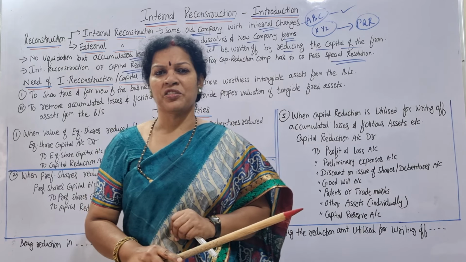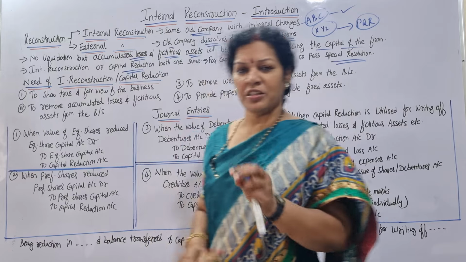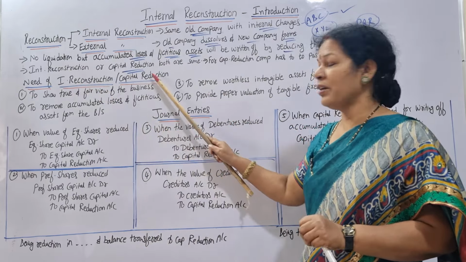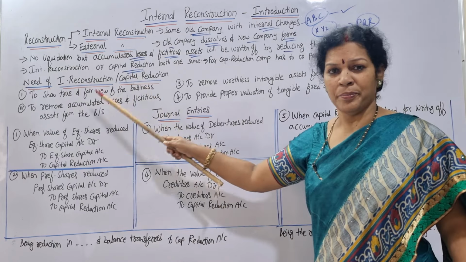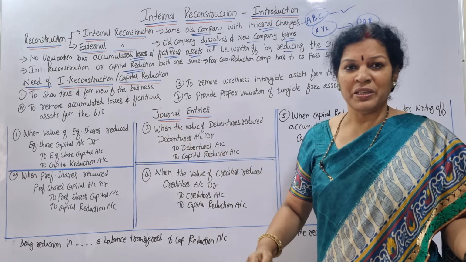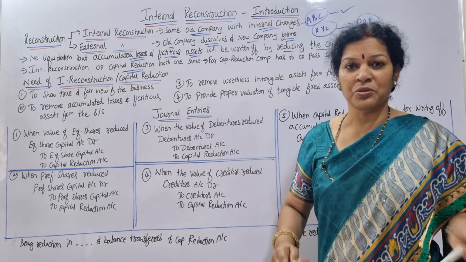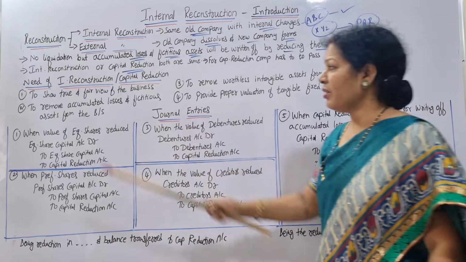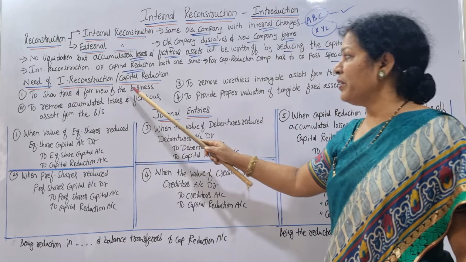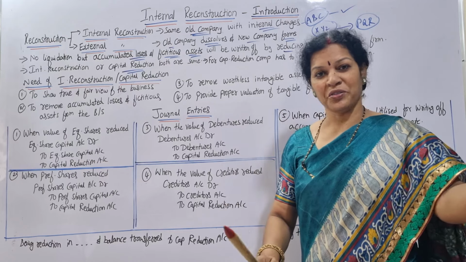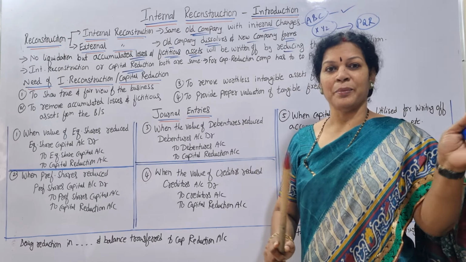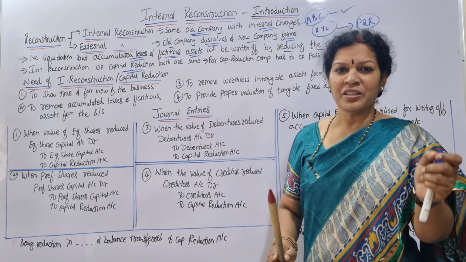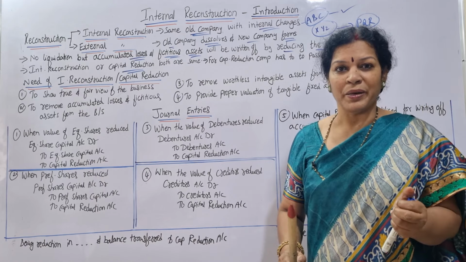Now, why internal reconstruction? What is the need of internal reconstruction? 4 points you have to remember. Need of internal reconstruction or need of capital reduction. Anything you can say. We'll use the word capital reduction. It will be easy for you. Capital reduction, why? What is the need of that? Simply remember 4 points. First one is to show true and fair view of business. They just want to show everyone that company is fair. If we remove the losses, if we reduce the liability, automatically company looks better.